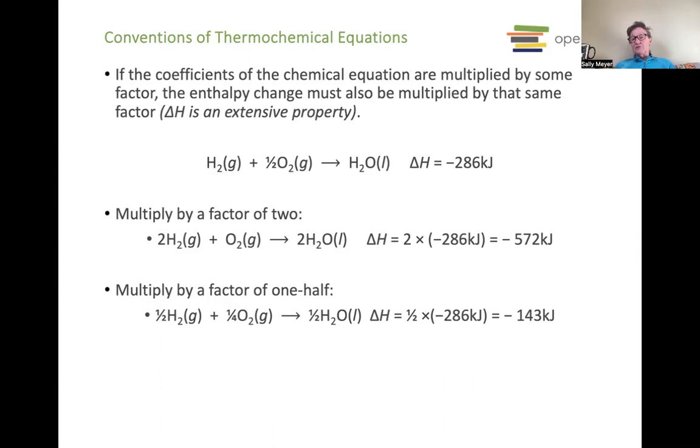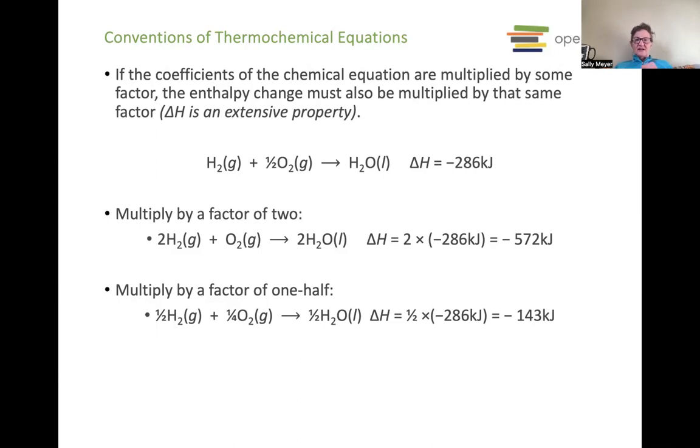So I'm going to have to multiply 286 by 2. And so I'll have 572 kilojoules released if I've just changed how I balance that chemical reaction. Same thing if I were to multiply it by 1/2. So however you balance the equation is going to determine the quantity of heat.